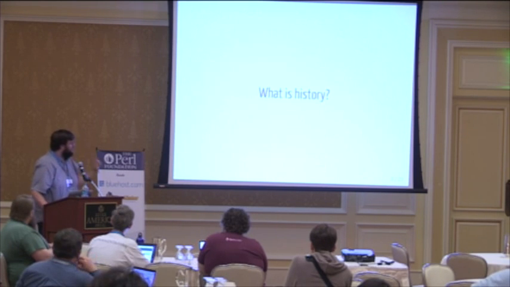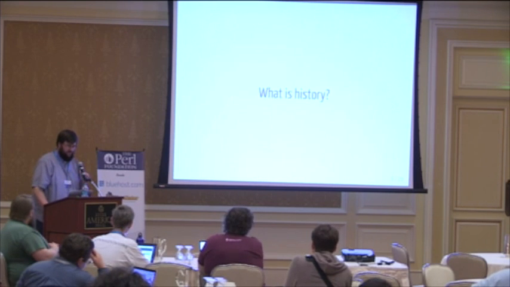Anywho, what is history? History is everything that has led up to now. So in Git, it's all the ancestors of a branch or commit that you're looking at. So it's the chain of commits, your current commit's parents, and all their parents, and so on, back to the beginning, or beginnings if you have multiple. And commits can share history.